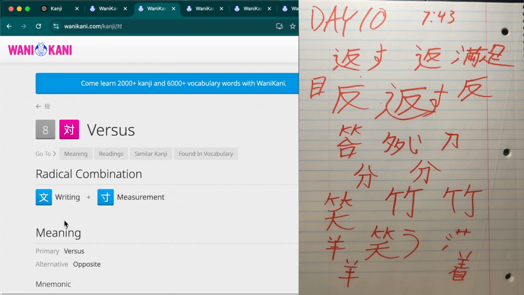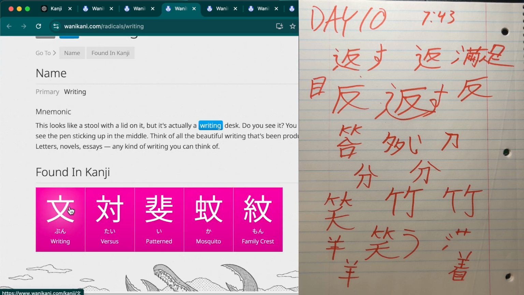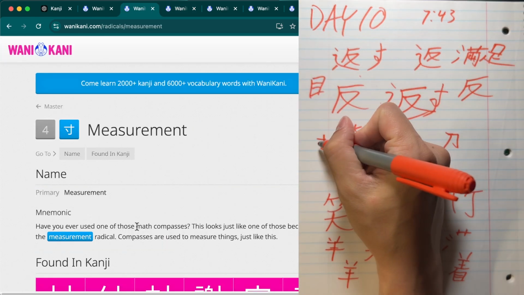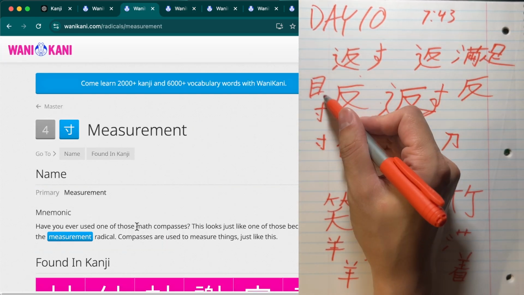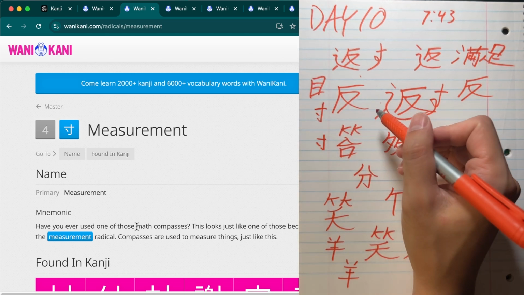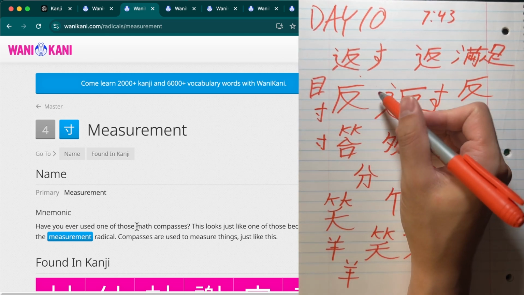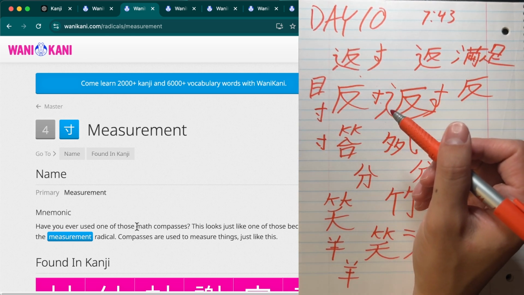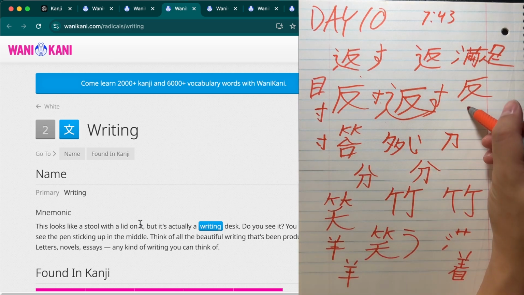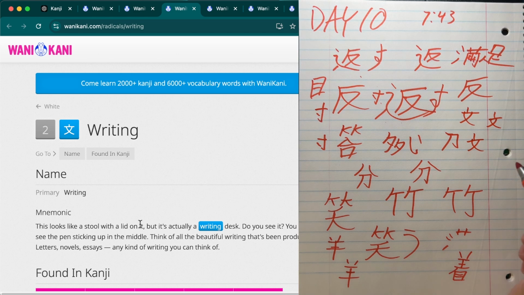Let's just look it up. Oh, it has writing in it, ji or bun, and then the one for measurement. That one seems kind of, you can sort of see it. It's sort of like a corner and you're like trying to measure the distance between those two things. Somewhat. And then for writing, I always found this one interesting. There's a lid there. Very commonly seen one if you just look at kanji.